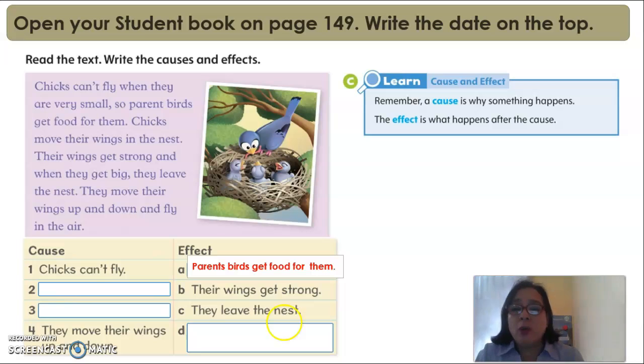Now, in the number 4, it says, they move their wings up and down, up and down. Well, what is the result when the chicks do that? They fly in the air. Okay, it says here, they move their wings up and down. As a result is fly in the air. So the answer for letter D is they fly in the air.